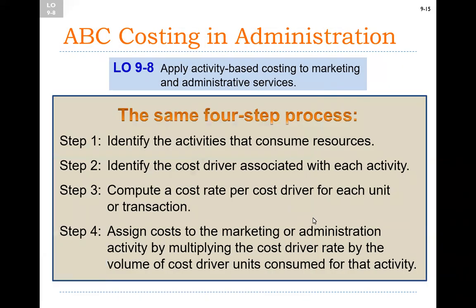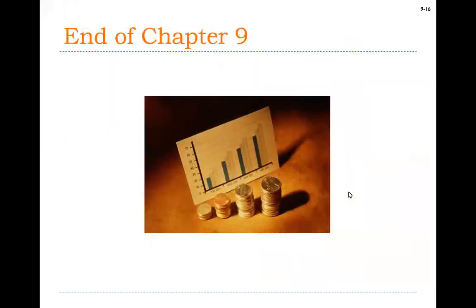We can use this same four-step process in administration. So it doesn't just have to be for product costs. It can be for any type of indirect cost, whether it's marketing or admin costs. And we can use those to allocate those marketing and admin costs to our products. So again, we can come up with a better measure or a better estimate of our unit product cost, or our unit cost in total. And that takes care of ABC costing.